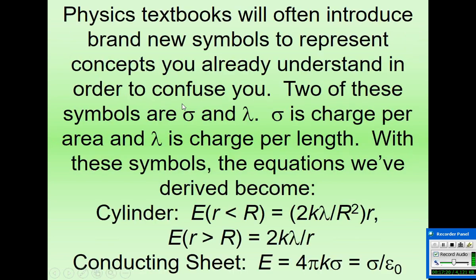Now, it is unfortunate but true that if you look in physics textbooks, you'll see symbols introduced that simplify the way the equation is written, but they might make it a little bit more challenging to understand. Two symbols that are frequently used are lowercase Greek letter sigma and lowercase Greek letter lambda. Greek letter sigma is defined to be the charge per area, total charge divided by total area. Lambda is defined to be total charge per length, so total charge divided by total length.